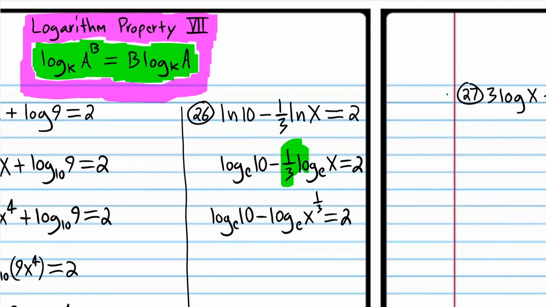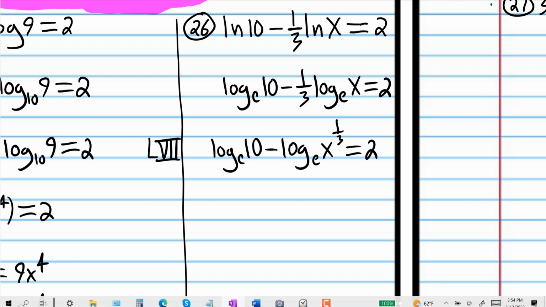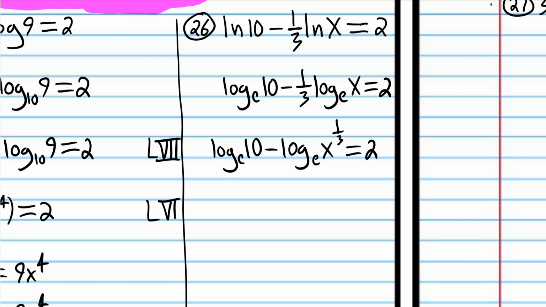So this whole green expression here became the blue expression. We took that 1/3 and we threw it up into the exponent. Completely legal. Doesn't seem like it's legal, but it is. Now we're going to use, and by the way, that was logarithm property 7. Now we're going to use logarithm property 6. When you're subtracting logarithms that have the same base, you can combine into one logarithm.